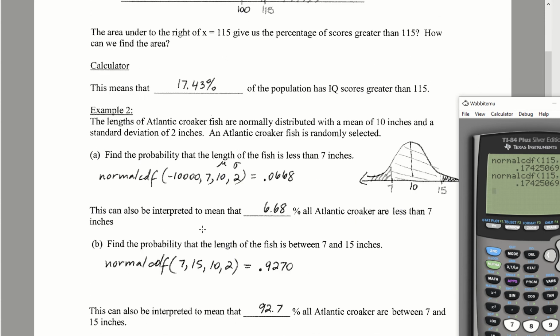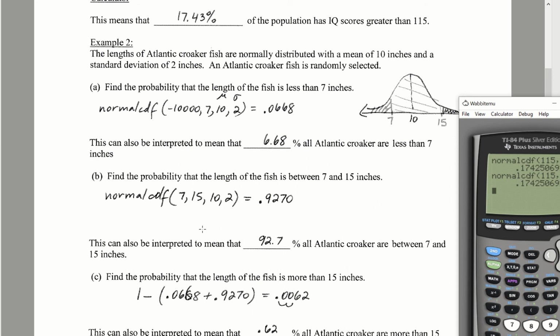Let's take a look at the next one. In example 2, they tell us that the lengths of Atlantic croaker fish are normally distributed with a mean of 10 inches and a standard deviation of 2. We're going to randomly select one of these types of fish, and in part A it says find the probability that the length of the fish is less than 7 inches. So this time we're looking for a probability. Again, it's a good idea to go ahead and first do a sketch of this graph.